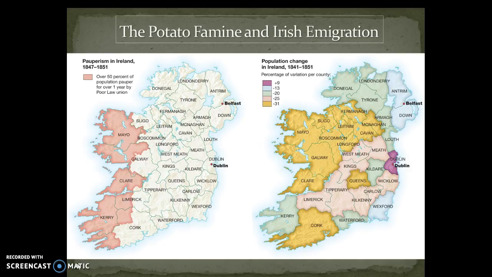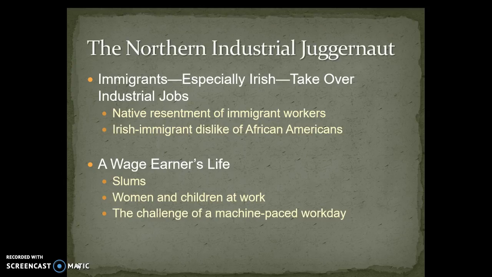And the crazy thing is, after this huge migration, we're actually going to have more Irish descendants living in the United States than in Ireland. Native-born workers who resented immigrants for their willingness to accept low wages looked down on immigrants, many of whom developed prejudices of their own. For example, the Irish often disliked African Americans with whom they competed for work.